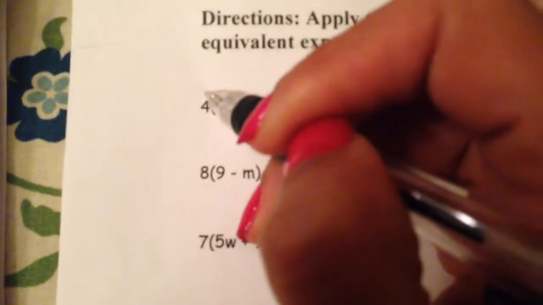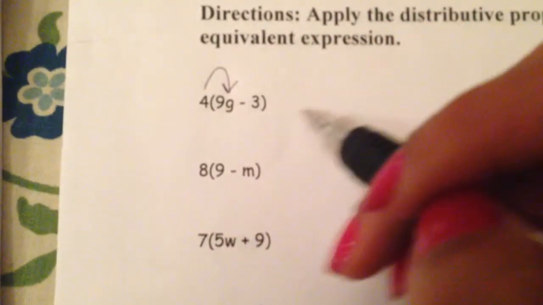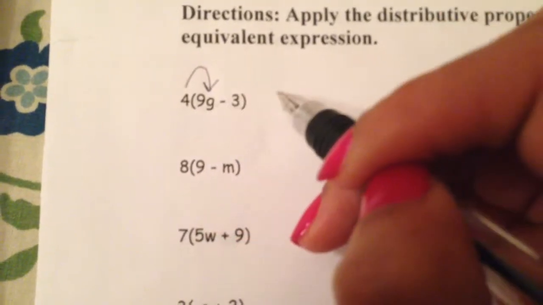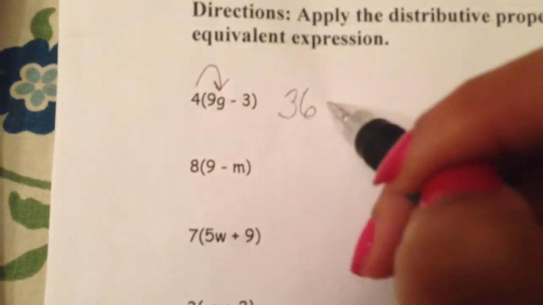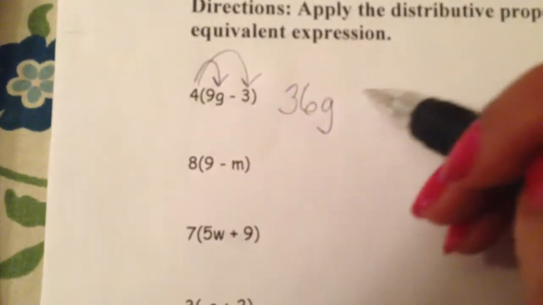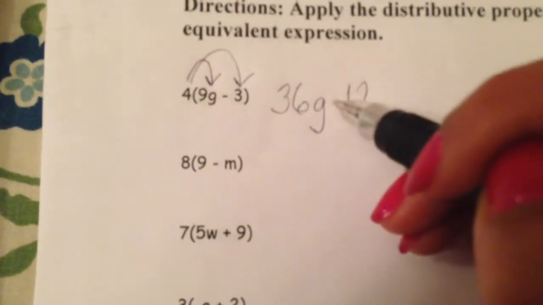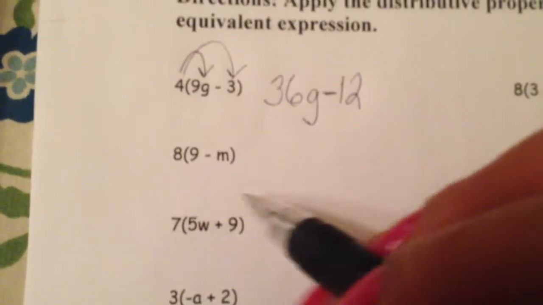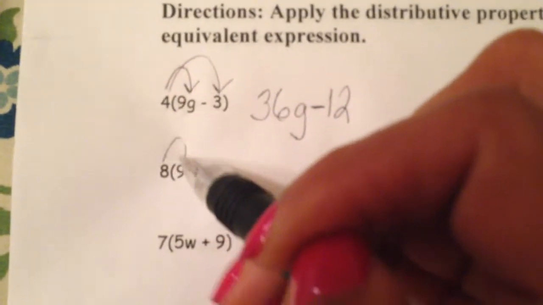So I'm going to go straight to my number, and in my mind, I multiply those two. 9 times 4 is 36g. 4 times 3 is 12. I know it's a negative, so negative 12. We'll try it with the next one.